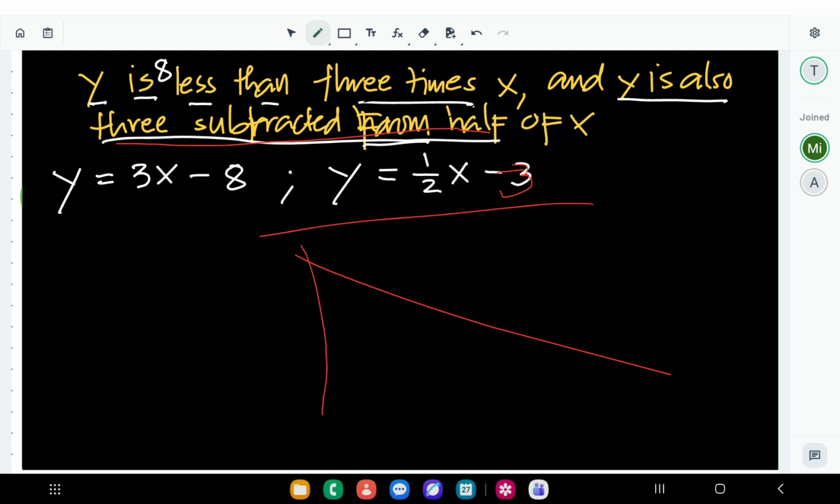Okay, what are you doing? Oh, you're graphing it? Are you graphing it? Okay.